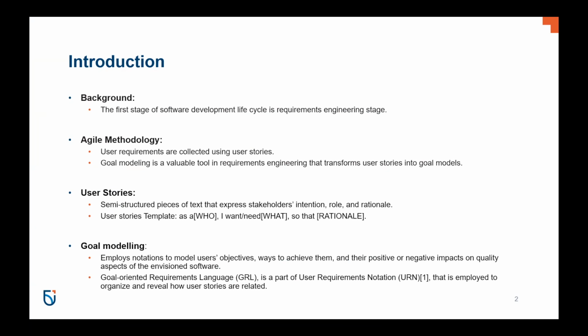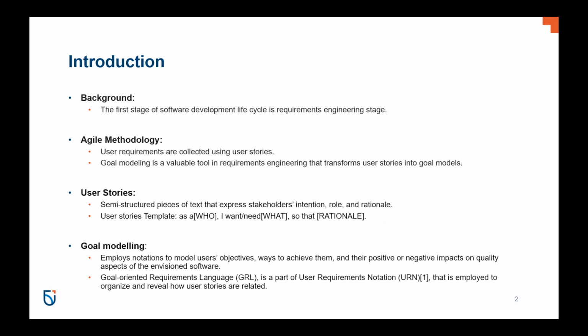The first stage of the software development lifecycle is the requirements engineering stage, which determines the success of the subsequent stages, namely design and code. One approach to software development that is widely followed is agile methodology, where user requirements are collected using user stories. These user stories are semi-structured pieces of text that represent stakeholders' intention, role, and rationale for their requirement.